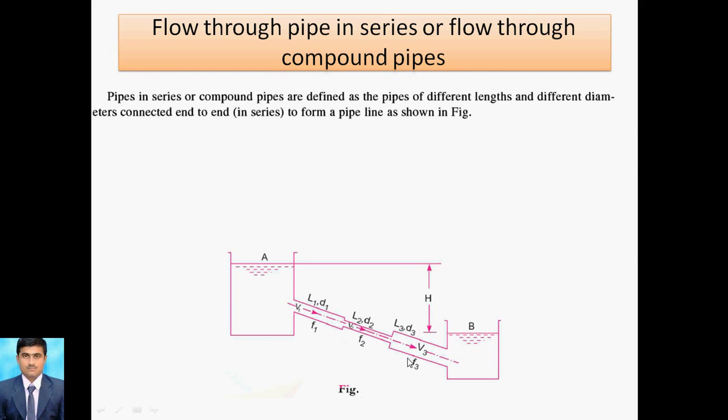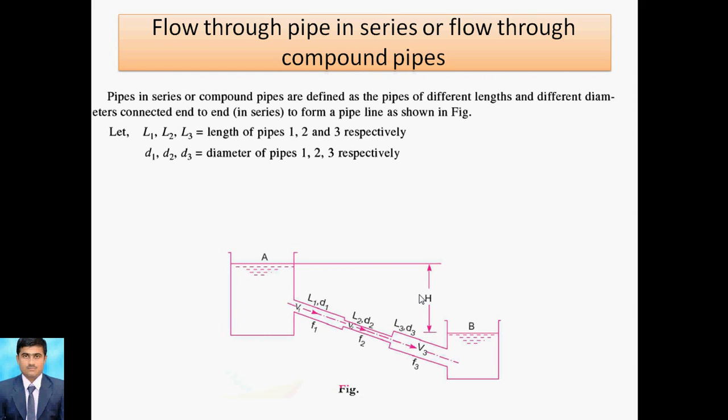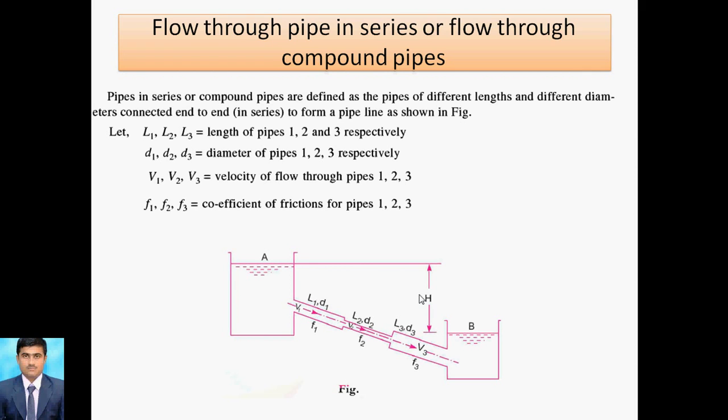So these are the three different friction factors available with us, and tanks A and B are separated by a height, capital H. Here we are considering L1, L2, L3 as the lengths of pipe sections 1, 2 and 3 respectively. Similarly D1, D2, D3 are the diameters of pipes 1, 2, 3 respectively. Similarly V1, V2, V3 are the different velocities for pipes 1, 2, 3 respectively. Then F1, F2, F3 are the coefficients of friction.